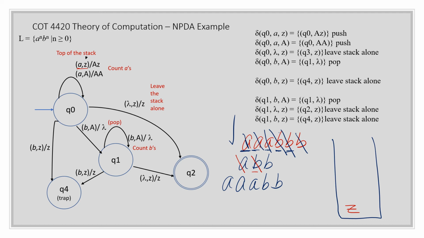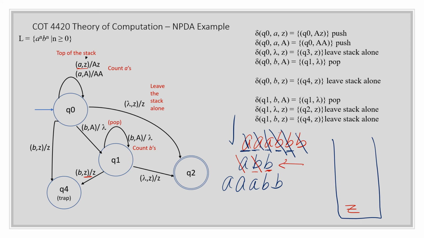All right, so now I have a B and there's a Z. All right, so look at this. I have a B and there is a Z. So since I have a B and there's a Z, I'm going to go to the trap state. So I have more B's than A's. So this is not going to be accepting.